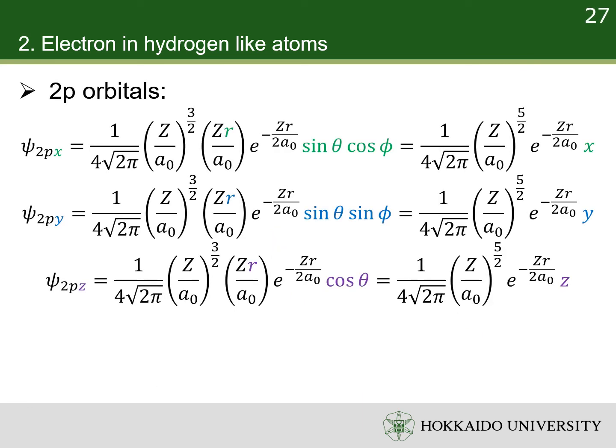The wave functions of the 2p orbitals are shown here. There are two characters in these functions. First, the radial parts of the functions are identical. Second, they are direction dependent. They are not spherically symmetric. By using the relationship between the spherical coordinate system and the Cartesian coordinate system, we can find that the wave functions are cylindrically symmetric in x, y, and z directions respectively.